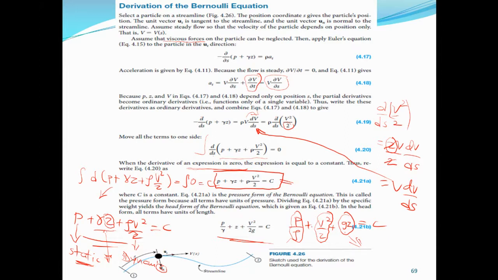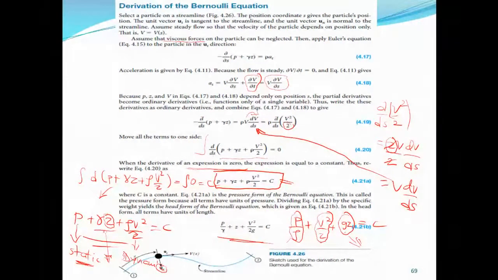Here, each term is in energy per unit mass. Here, each term is in pressure. The Bernoulli equation has many forms, but you need to understand that when you combine them all, they are just one and the same thing. They are just expressed differently depending on the application. We will even go to the last one, which is the head form of the Bernoulli equation.